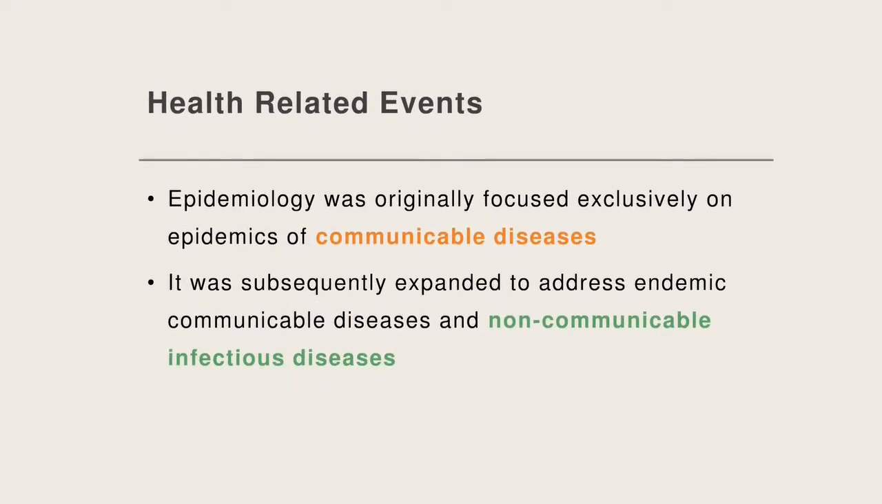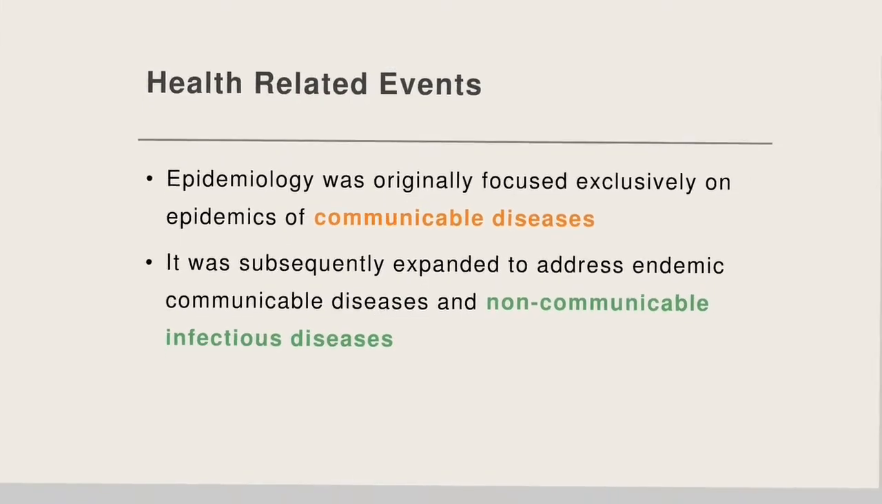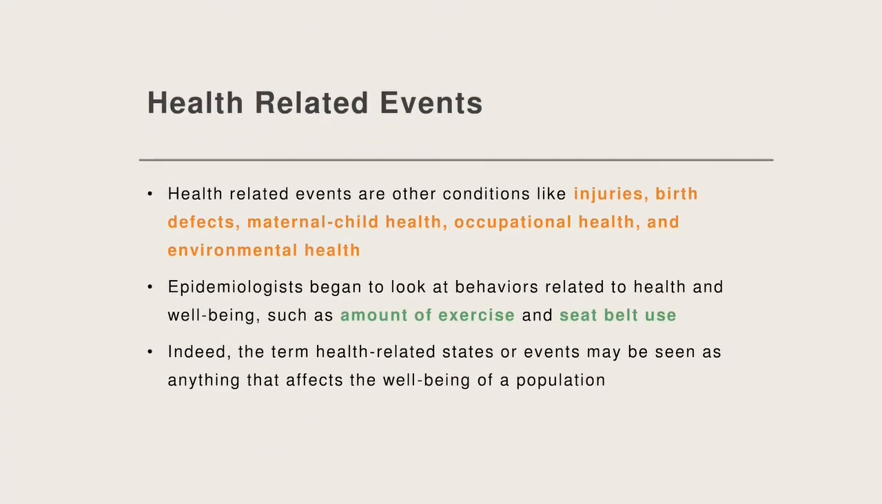Moving further, now we have used the word disease, but we can also use the word health-related event. So originally epidemiology was focused exclusively on epidemics of communicable disease like cholera. Subsequently, the scope of epidemiology has been extended from communicable diseases to non-communicable diseases. So, moving forward, health-related events can be conditions like injuries, birth defects, maternal child health, occupational health. Epidemiologists began to look at behaviors related to health and well-being, such as amount of exercise and seat belt use. Indeed, the term health-related states or events may be seen as anything that affects the well-being of the population.